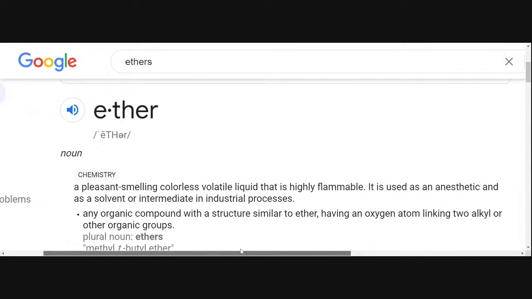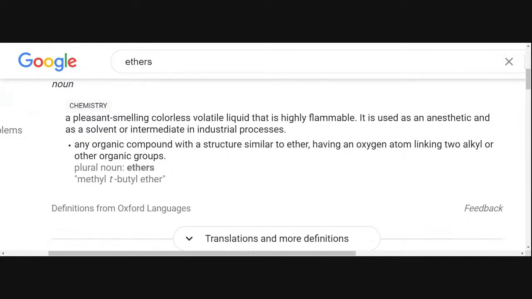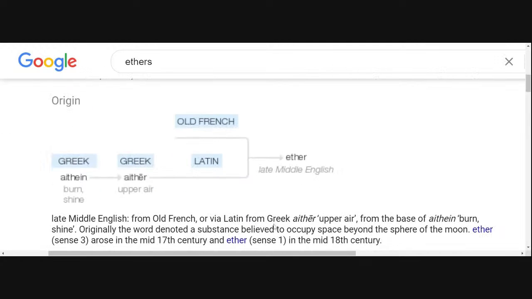So let's check out ethers. Ether is a pleasant smelling, colorless, volatile liquid that is highly flammable. It is used as an anesthetic and as a solvent or intermediate in industrial processes. It's also any organic compound with a structure similar to ether, having an oxygen atom linking two alkyl or other organic groups. Okay, so doing the linking, keeping everything together.